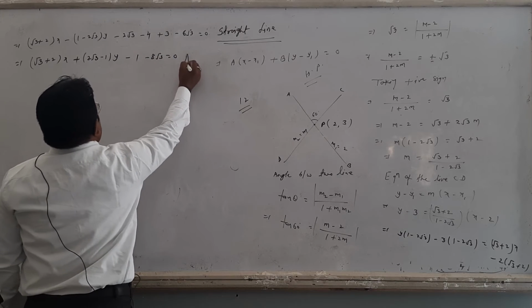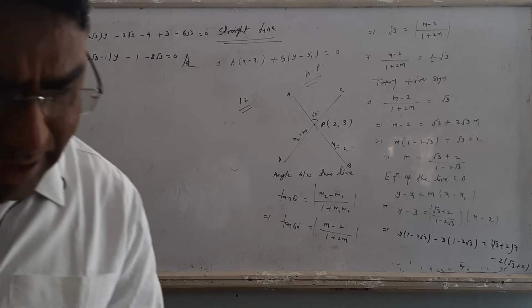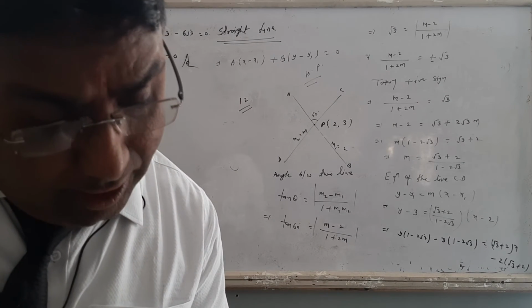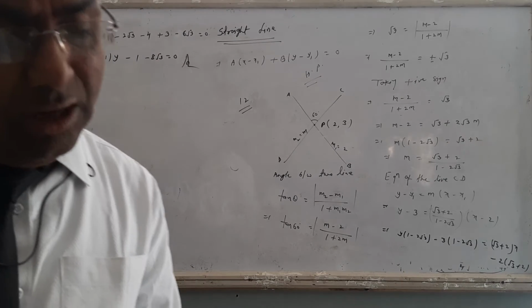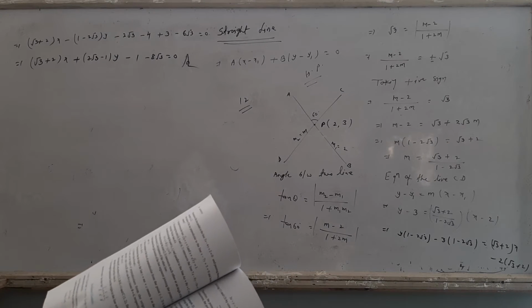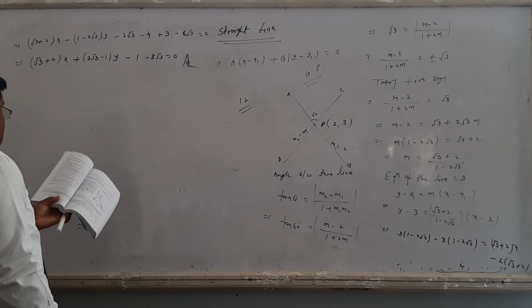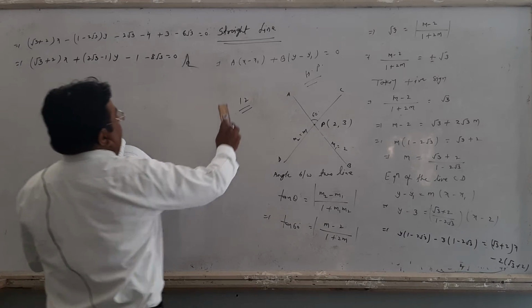equals to 0. This is the first answer. And now taking the negative sign, that is the other value of m, and this is the equation of the other line. Now question number 13, 14, 16, 17, 18 are all very, very important. Question numbers 12 to 18 are all very, very important.